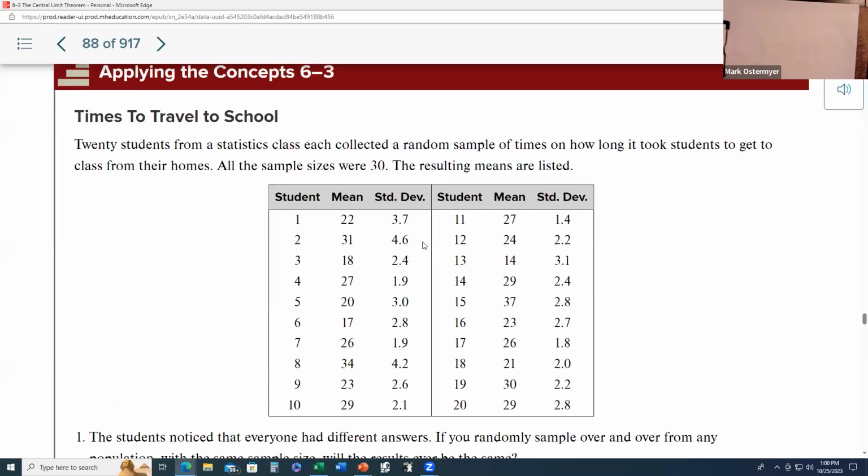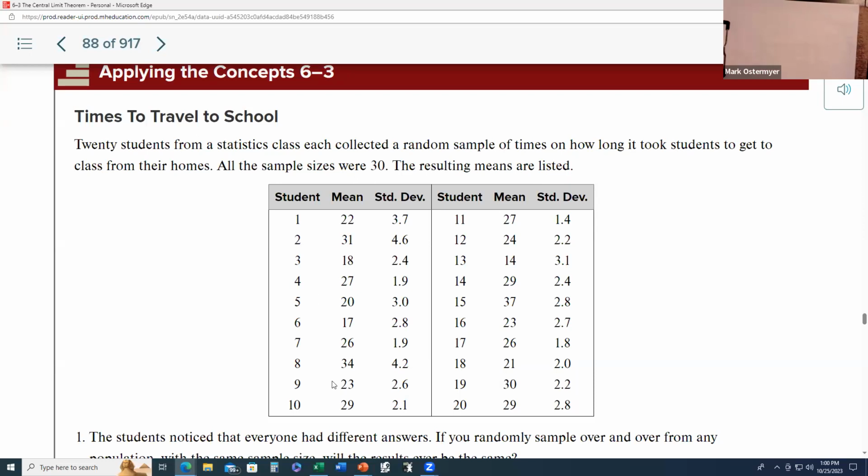And here would be an example up here. 20 students from a stats class each collected a random sample of times on how long it took students to get to class from their homes. All the sample sizes were size 30. The resulting means are listed below here.